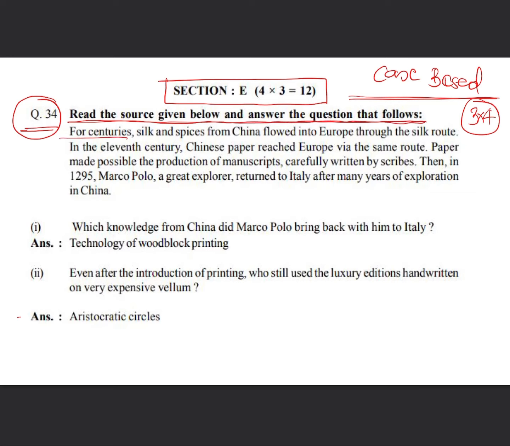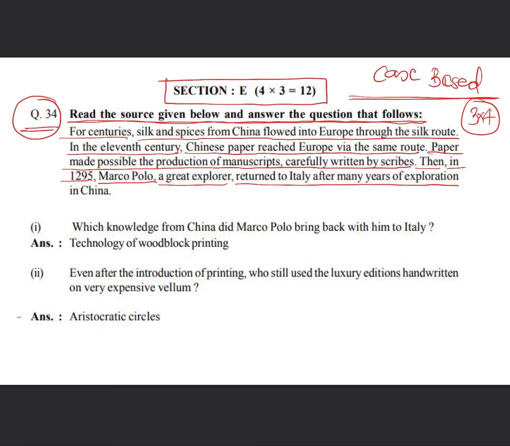For centuries, silk and spices from China flowed into Europe through the Silk Route. In the 11th century, Chinese paper reached Europe via the same route. Paper made possible the production of manuscripts carefully written by scribes. Then, in 1295, Marco Polo, a great explorer, returned to Italy after many years of exploration in China. Now, let us move towards the question and answers.